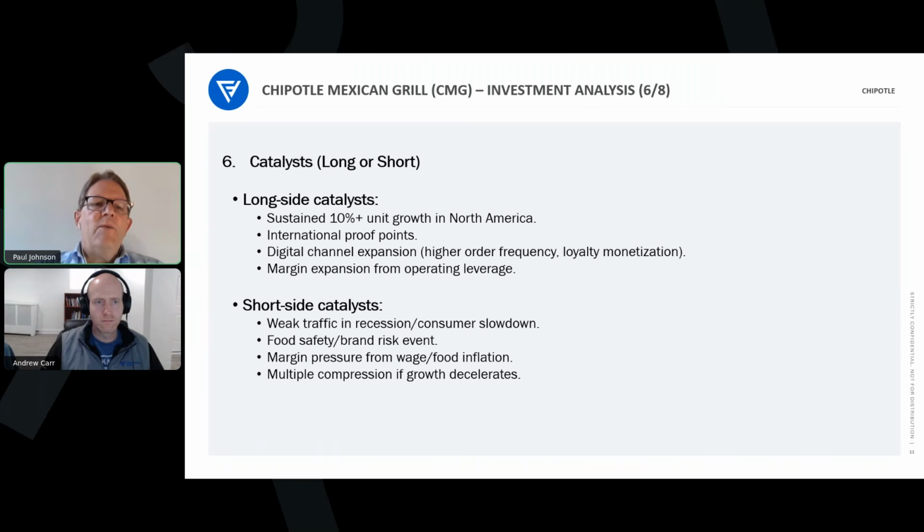The second thing I thought was really interesting, short side catalyst, weak traffic in recession, consumer slowdown. That's a good point to have in mind. Food safety, brand risk, I think so. Low probability, but I think so. Margin pressure from wage, food, very good. Multiple compression if growth decelerates, absolutely. So this is a B+, A- slide. And remember, my prompt was 2 lines. So I thought, damn, this is pretty good.